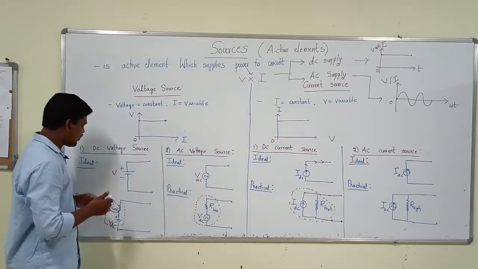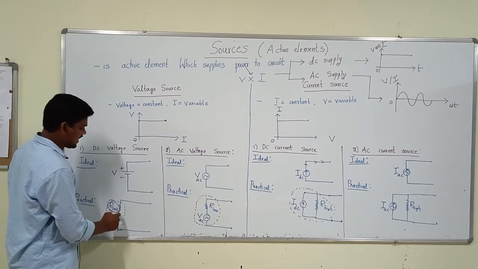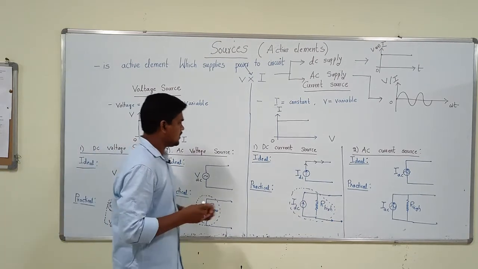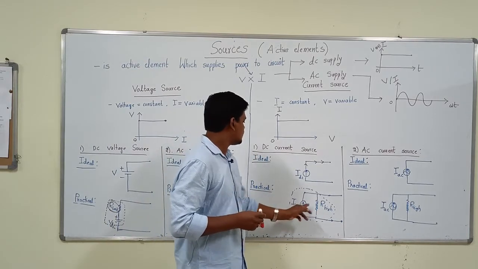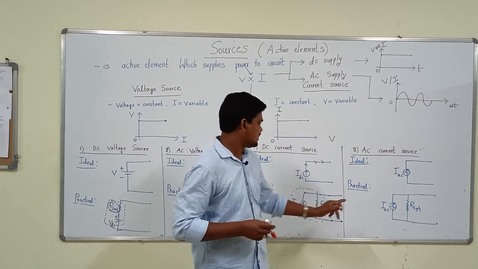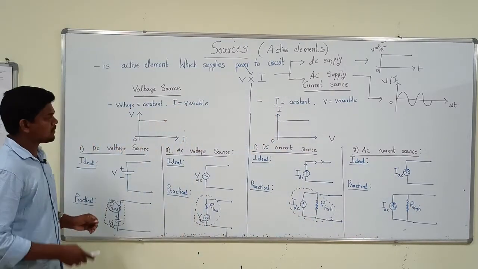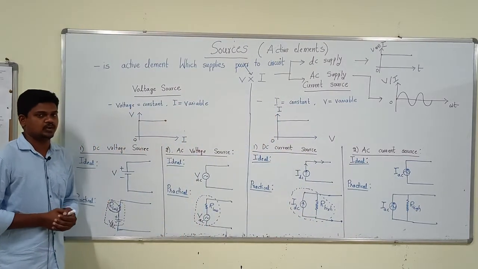But a common point is that every practical voltage source has a low resistance in series connection, while in the case of a current source, there is a high resistance in parallel connection. This is about the active elements and the sources. Okay.